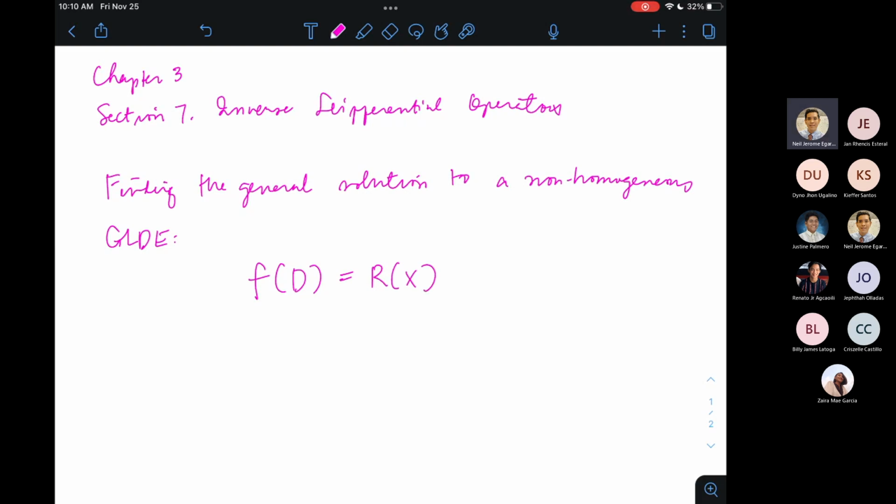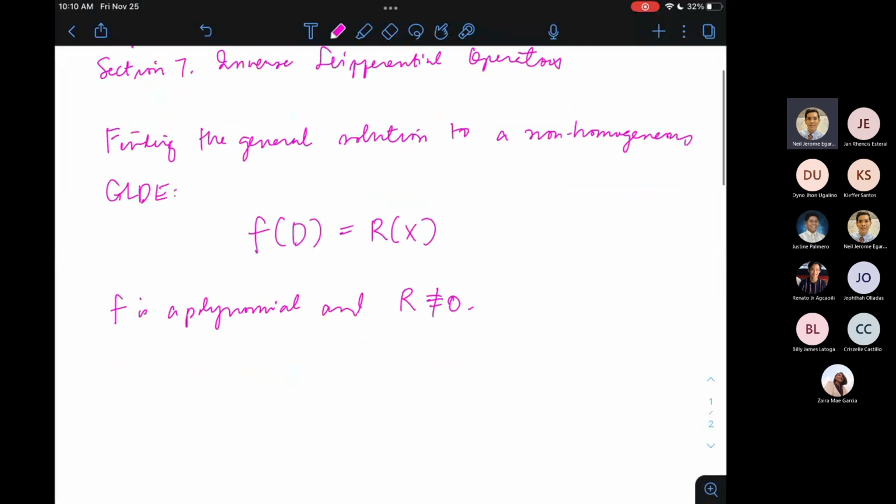Again, f is a polynomial. So our assumption here actually, kailangan ba polynomial si f? Yes, for this particular section, we will assume that f is a polynomial. And r, the forcing term, is not identically the zero function, para maging sure tayo na non-homogeneous yung ating GLDE. Now, we know that there are two steps to it.